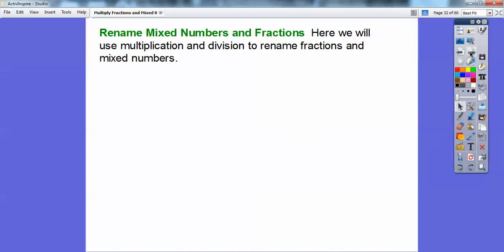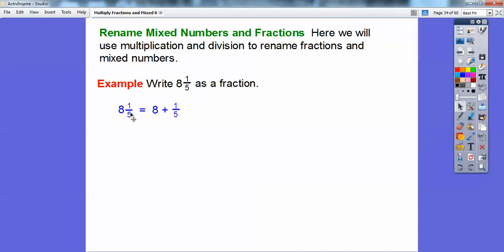Okay, so here we're going to rename mixed numbers and fractions. So we'll use multiplication and division to rename fractions and mixed numbers. So for an example, let's write 8 and 1/5 as a fraction. Okay, so I saw it directed in a book like this, you guys. So now we can go ahead and multiply it. I like doing the fast way. I'll do that at the end right here.